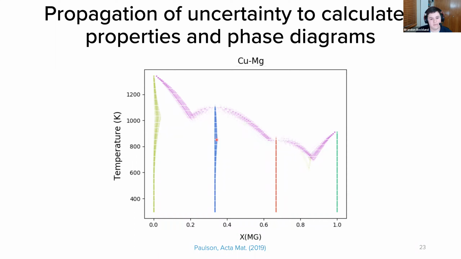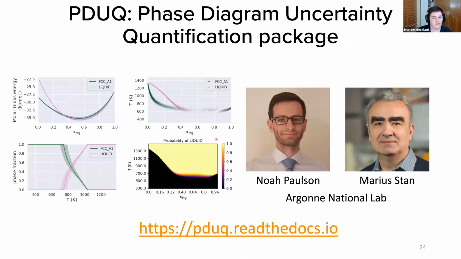2 magnesium intermetallic phase. And so this work of uncertainty quantification and visualization is part of the PDUC package, which you can use to get these types of plots in ESPEI and PyCalFad as well. This was led by Noah Paulson and Marius Stan at Argonne National Lab. So this work is also free and open source.